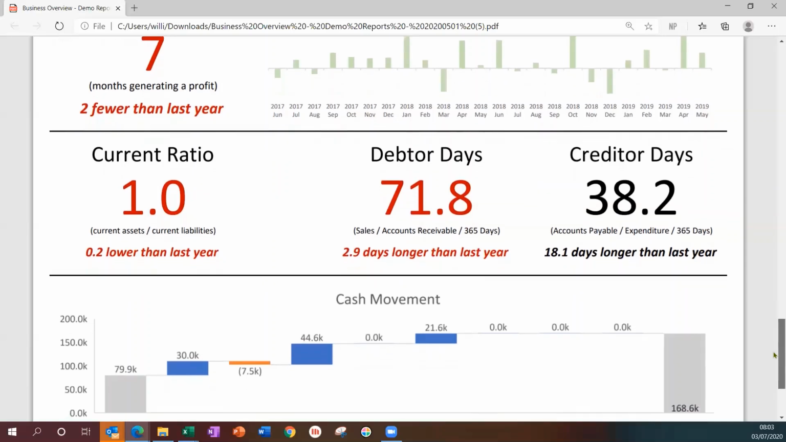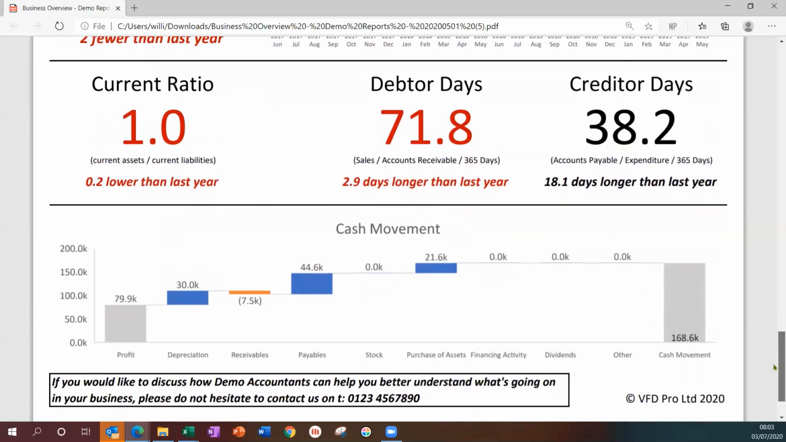The final section on the Business Overview Report looks to identify the movement between the profit generated in the last 12 months and the cash position. Blue section indicates an increase in cash movement, and an orange section represents a decrease in cash movement. In this example, receivables are higher this year compared to the same time last year, and payables are also higher this year compared to the same time last year.